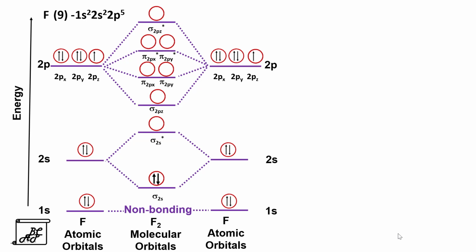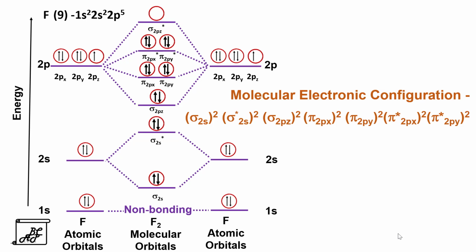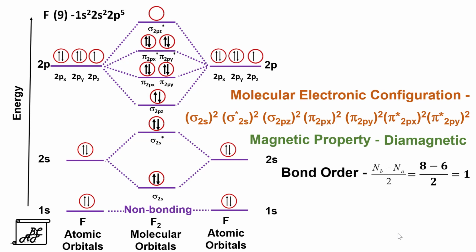So 2 electrons in sigma 2s, 2 electrons in sigma star 2s, 2 electrons in sigma 2pz, 4 electrons in pi 2px, pi 2py, and 4 electrons in pi star 2px, pi star 2py. The molecular electronic configuration will be sigma 2s square, sigma star 2s square, sigma 2pz square, pi 2px square, pi 2py square, pi star 2px square, and pi star 2py square. As there are no unpaired electrons, the fluorine molecule is diamagnetic in nature. The bond order will be calculated as 1. Therefore, fluorine is a diatomic molecule with the presence of one bond between the two fluorine atoms.